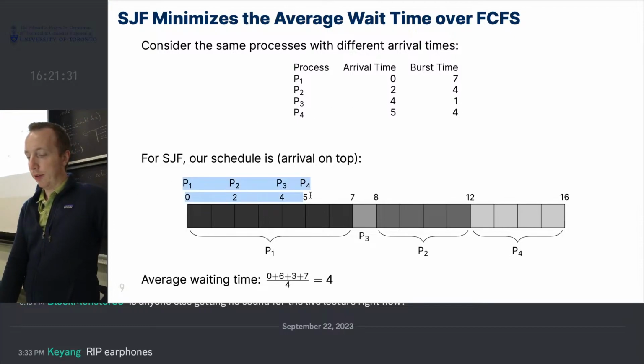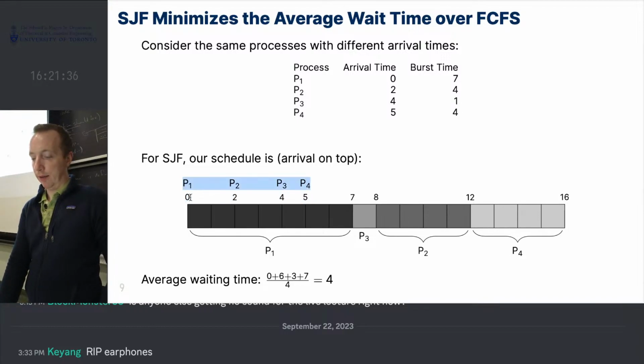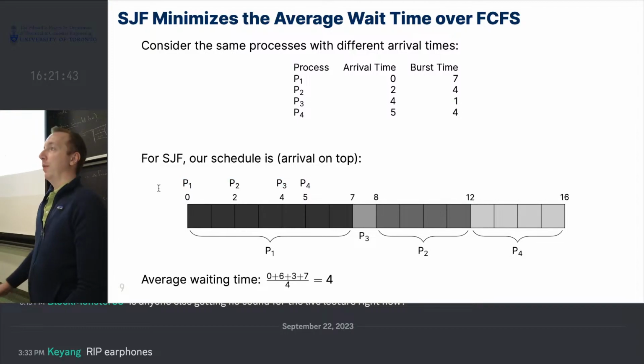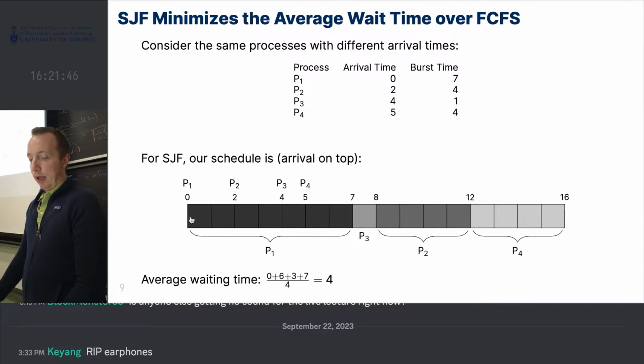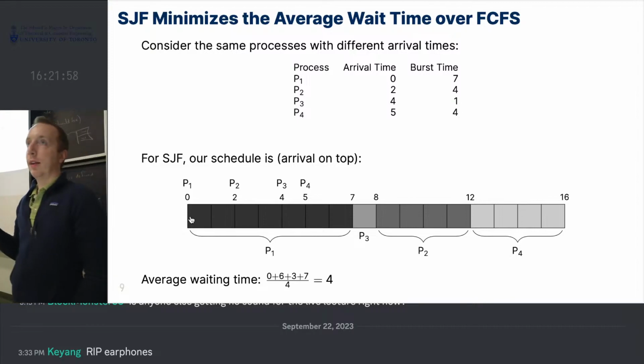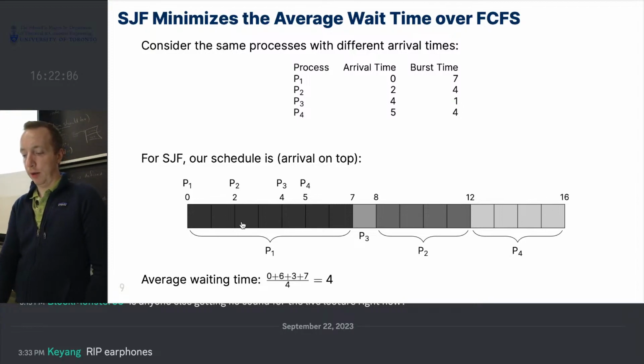I always just write the arrival times on the top here, so I can see when P1 arrives, when P2 arrives, when P3 arrives, and when P4 arrives. So if I was to do this schedule, at time 0, when I want to make a scheduling decision, P1 is the only process that wants to run, so the scheduler has no choice but to schedule process 1. So it gets scheduled, and again, we're in non-preemptible land, so it will run until it is done. So it will take 7 time units.